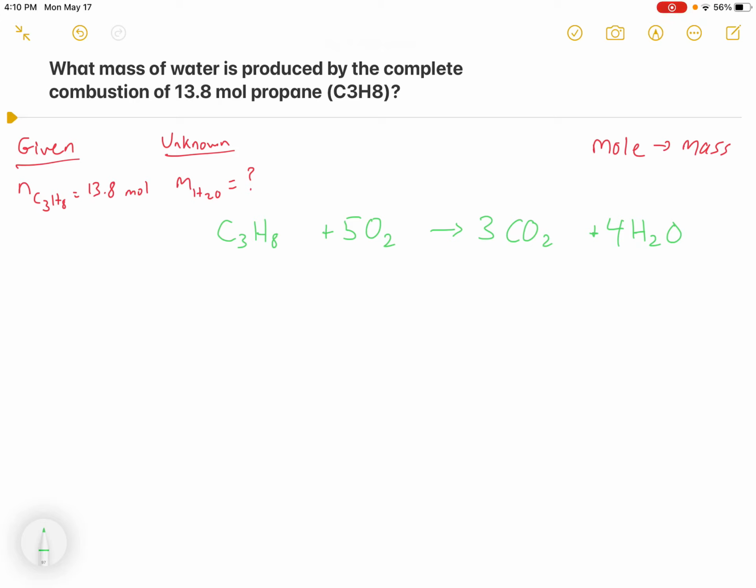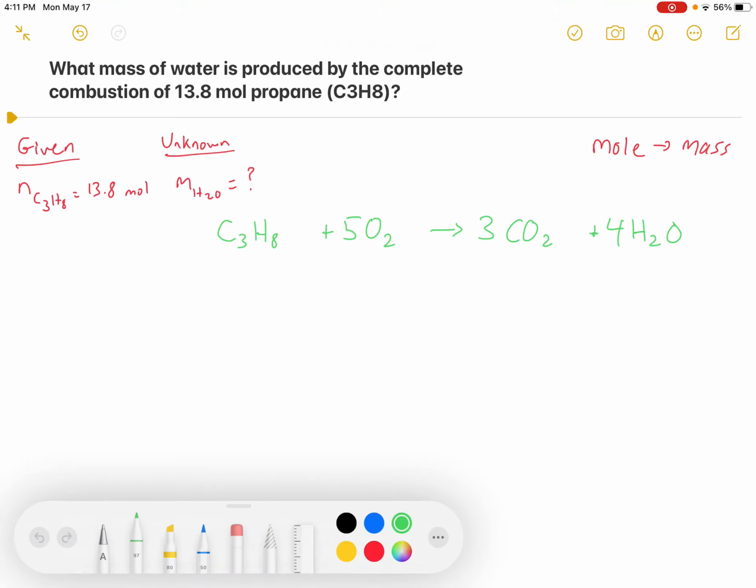I'm just going to balance it quickly now for the sake of this example. Alright, so in the completely balanced reaction equation, we know that we have 1 mole of propane reacting with 5 moles of oxygen to yield 3 moles of carbon dioxide and 4 moles of water. That is our molar ratio for this reaction.